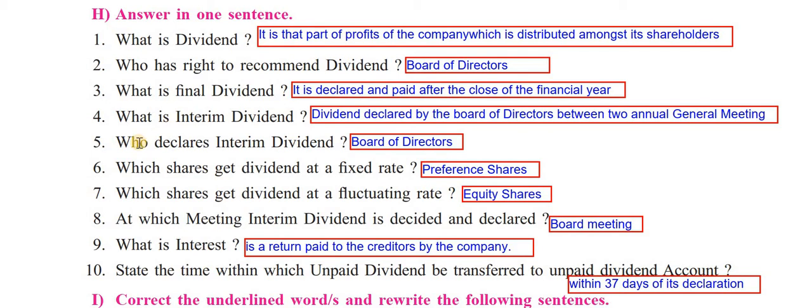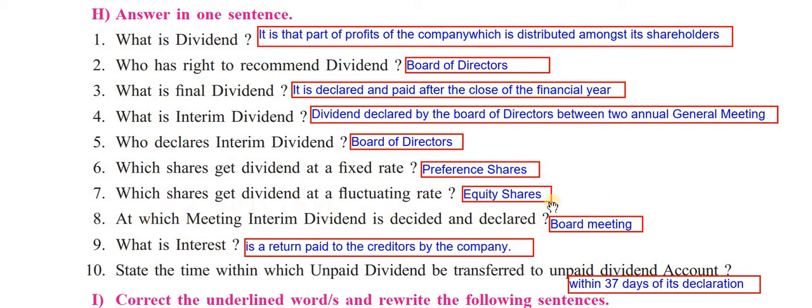Fifth, who declares interim dividend? Definitely interim dividend is declared by the board of directors. Sixth, which shares get dividend at a fixed rate? Students, we have heard this many times. Now we have the answers on the tip of our tongue, right? So definitely preference shares get a fixed rate of dividend. Seventh, which shares get dividend at a fluctuating rate?